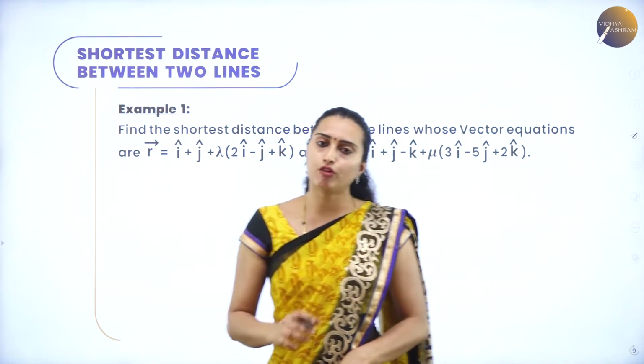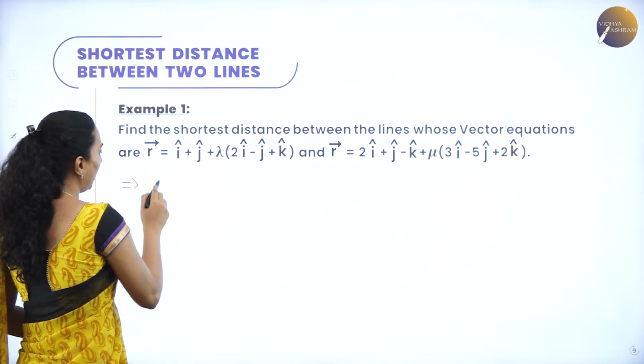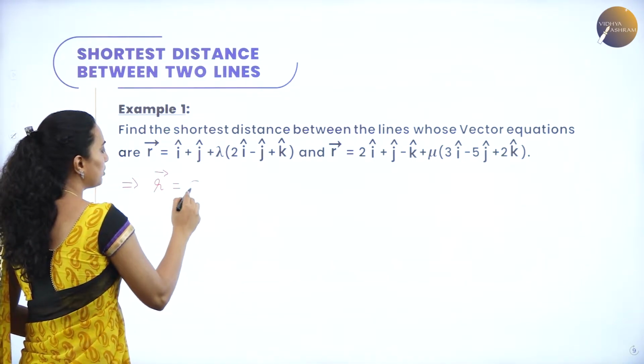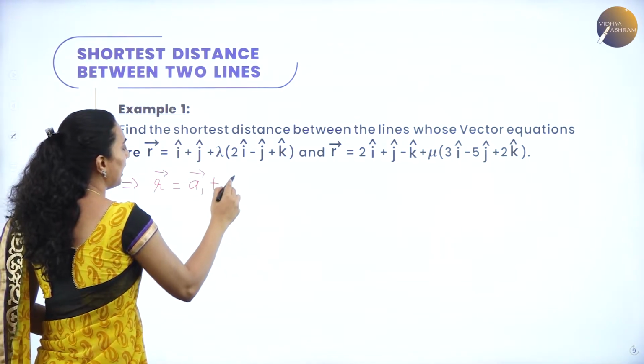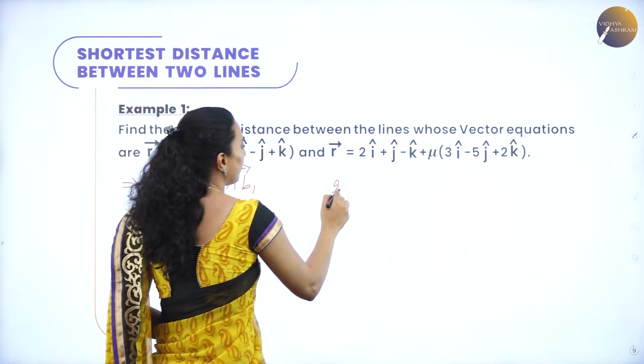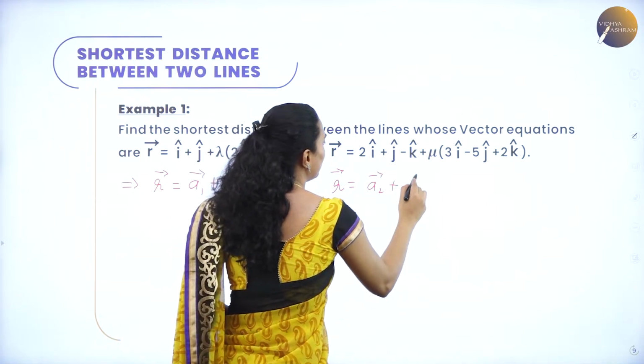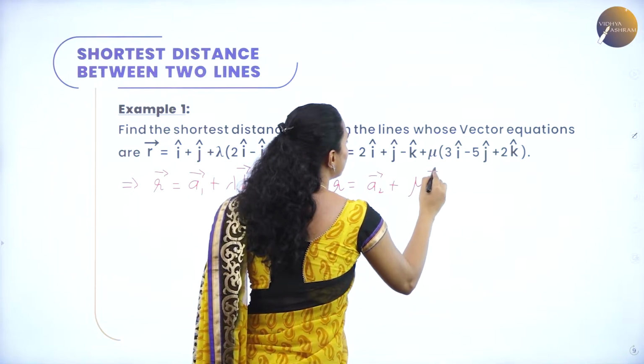Here it is in the form of what? R vector is equal to, I am writing here, A1 vector plus lambda into B1 vector. Similarly, I am writing this in the form of r vector is equal to A2 vector plus mu into B2 vector, isn't it?